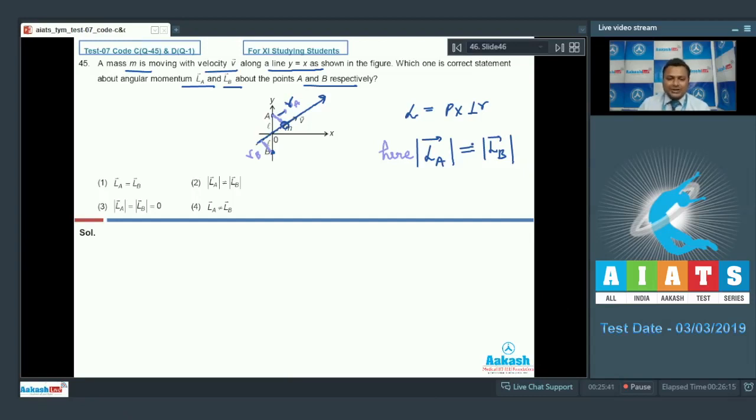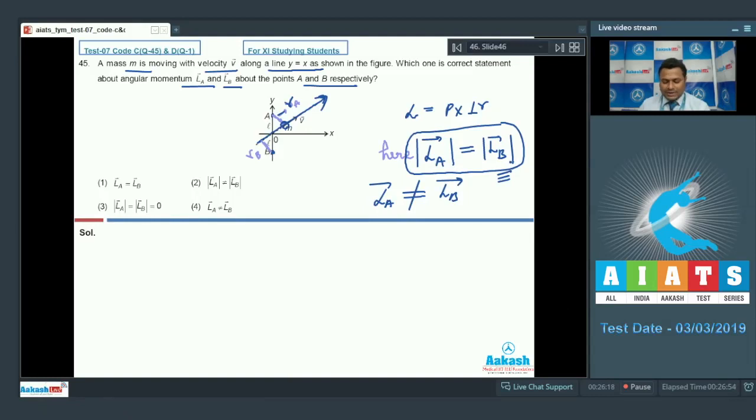But let's see what about the direction. Here the angular momentums are opposite. Angular momentum is a vector quantity which is given by R cross P, the cross product of the position vector and the linear momentum vector. And if we do the cross product, we will find both are in opposite directions. So we can write here vector LA is not exactly equal to vector LB, as they are in opposite directions. Yeah, but it is true that their magnitudes are equal.